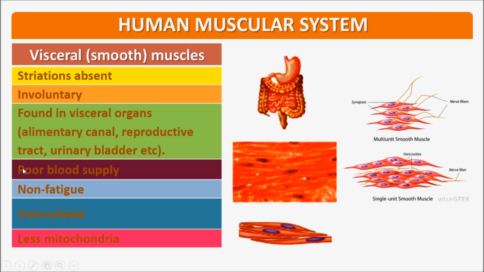So unlike skeletal muscle, they have poor blood supply, they are non-fatigue, and they are uninucleate in nature. That means they have only one nucleus present in one cell, unlike skeletal muscle. In the previous muscle type, the skeletal type, we studied how the cells are syncytial in nature. Syncytial means multinucleate, that means it has a number of nuclei in one cell. Smooth muscles have less mitochondria, and they are involuntary in nature. That means it is not in our control, we cannot control them.